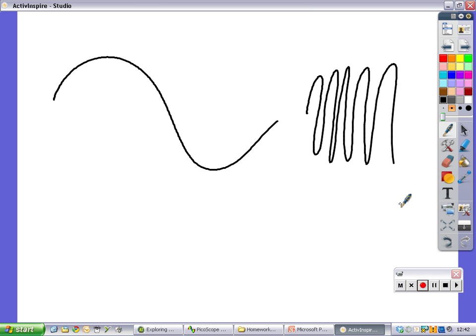So draw the amplitude modulated wave. It must be exactly the same frequency of wave, sine wave, as I've got. And then rub out the sine wave when you're finished.